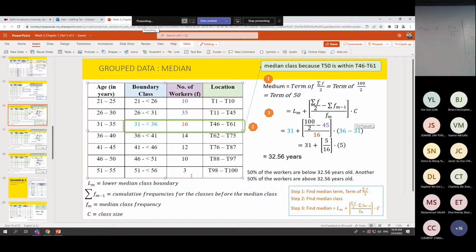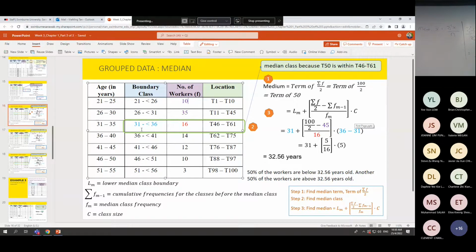Okay, all right. So T50 is within which class then? Under which class? Under the third class. The median is in this class. This is the median class. Why? Because the median term is 50, right? So T50 is within this range. So this is the median class. So if this is the median class, that means we know that the median value should be between 31 and less than 36. The median value is between 31 and less than 36.